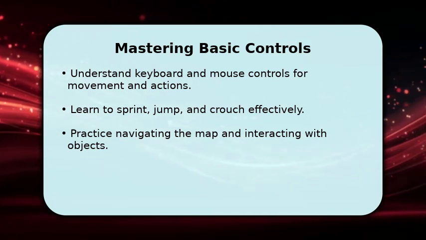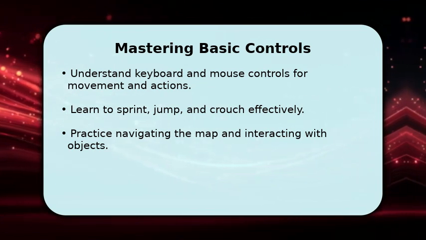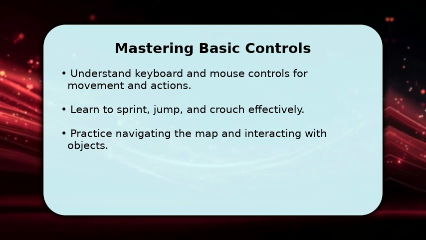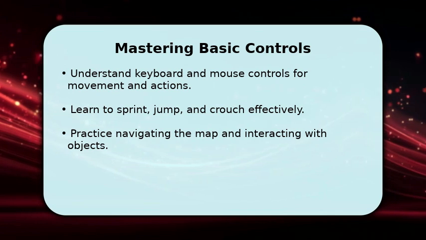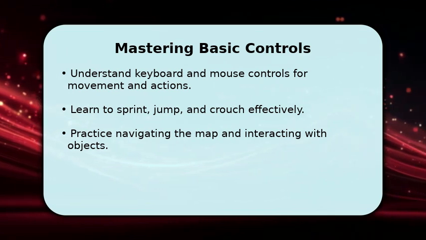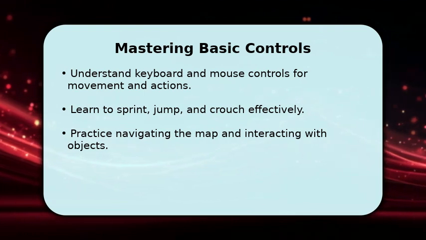You'll primarily use your keyboard for movement, with W, A, S, and D for forward, left, backward, and right respectively. The spacebar allows you to jump, and Shift is typically used for sprinting. Your mouse controls aiming and shooting, with the left click to fire and the right click to aim down sights.